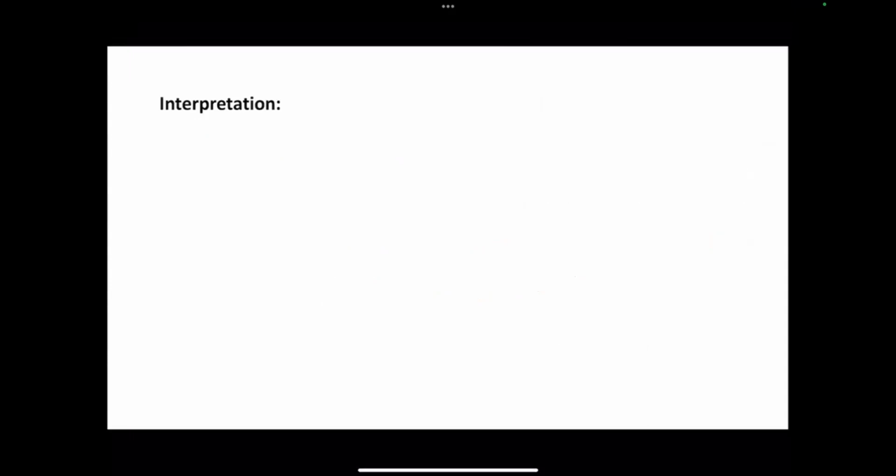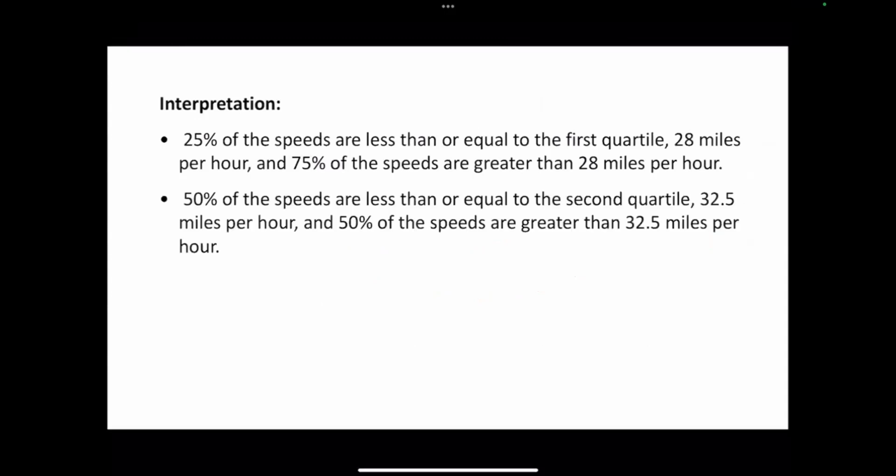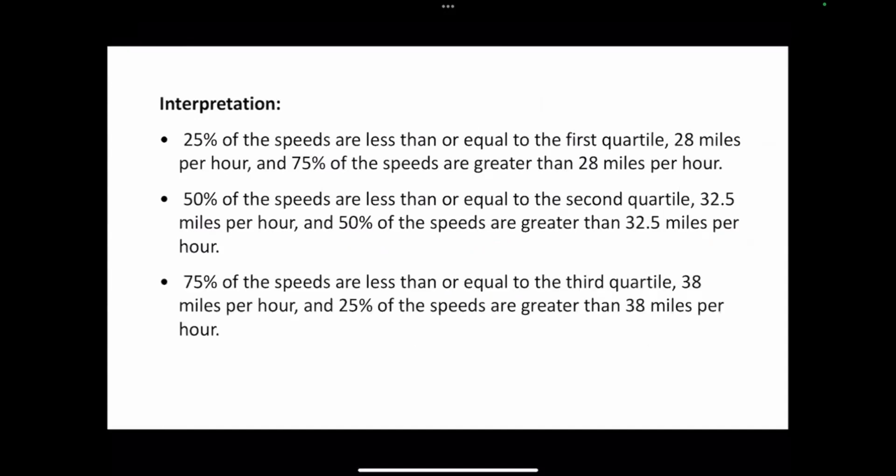Okay, the interpretation, I just told you this. 25% of our speeds are less than or equal to the first quartile. 50% of our speeds are less than or equal to the median, and 75% of our speeds are less than or equal to the third quartile. That's it. This is not fancy. I'm not going to ask you to interpret them, so this particular thing you will not have to interpret, but you are going to have to use it for other things. Okay. Move it on.